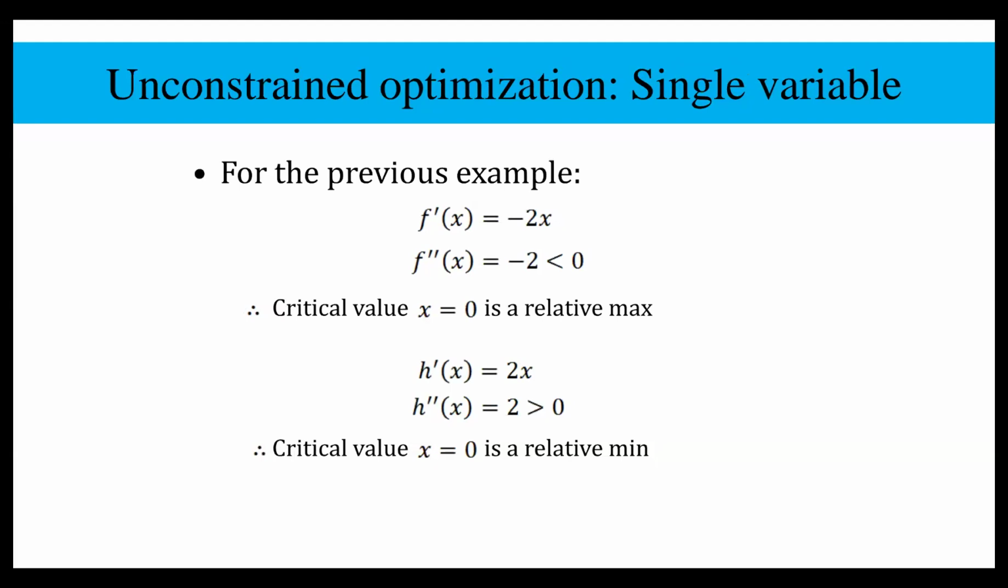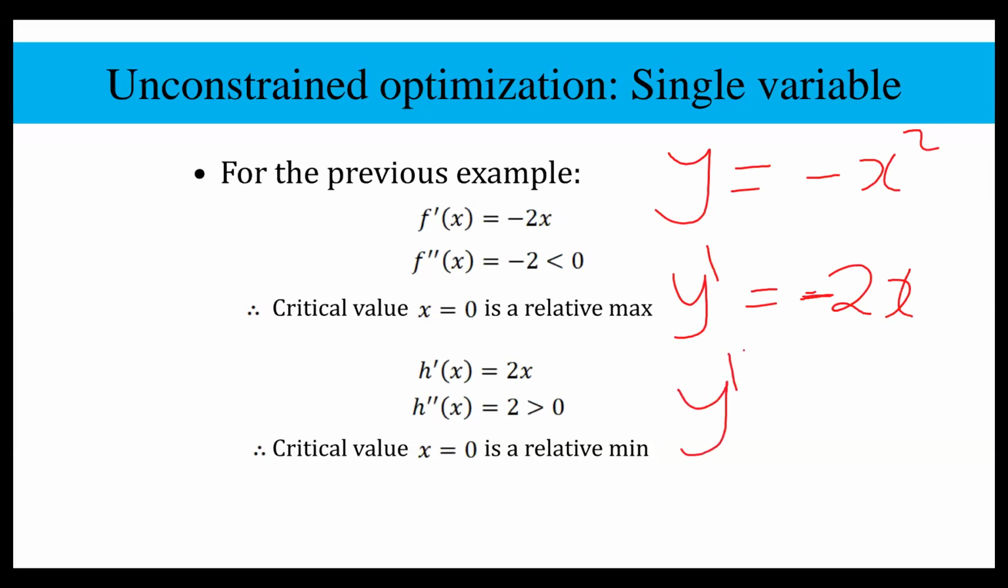Now, assuming that you have a function that you have already differentiated, let the function be y equals negative x squared. What is y prime? This is the first derivative. It will be negative 2x. Now, what is y double prime, the second derivative? It will be negative 2, which is less than 0. And so for that reason, we have a relative maximum. That's the message.